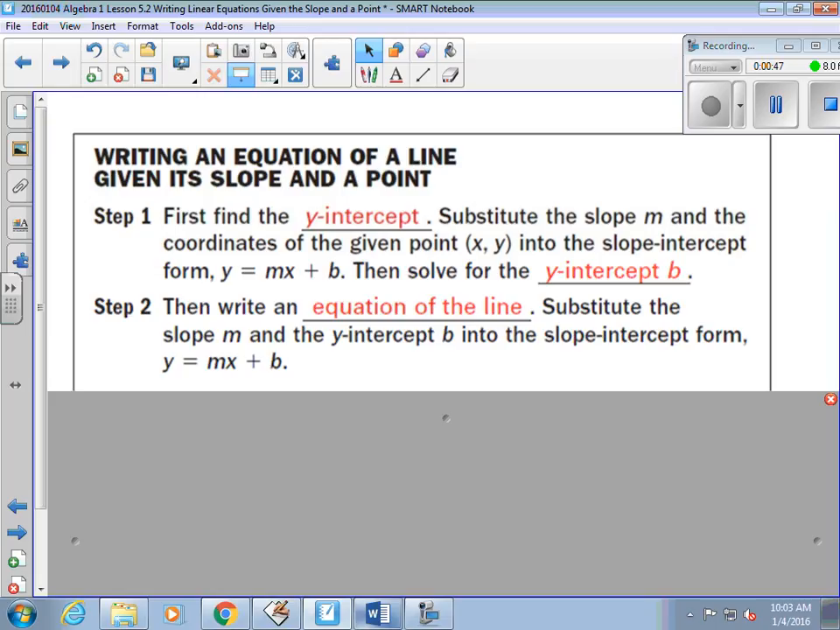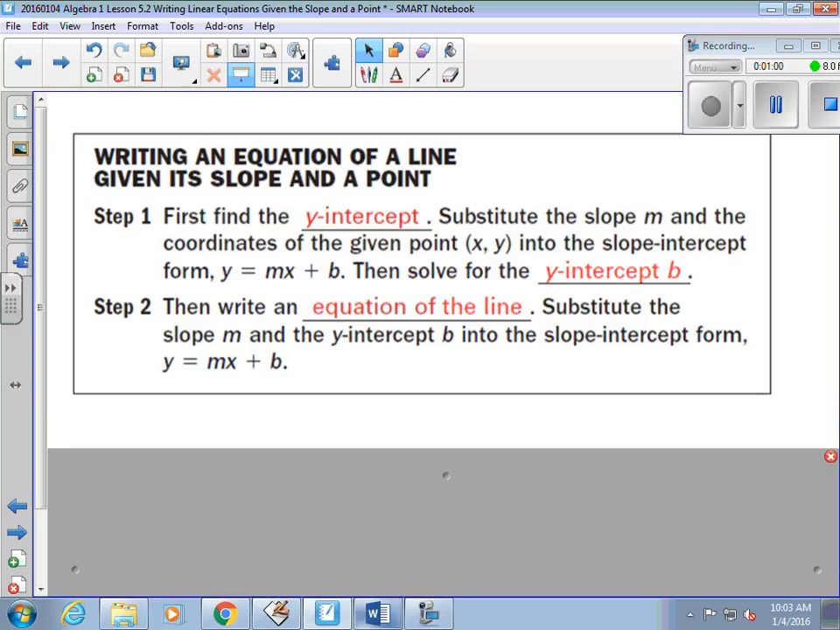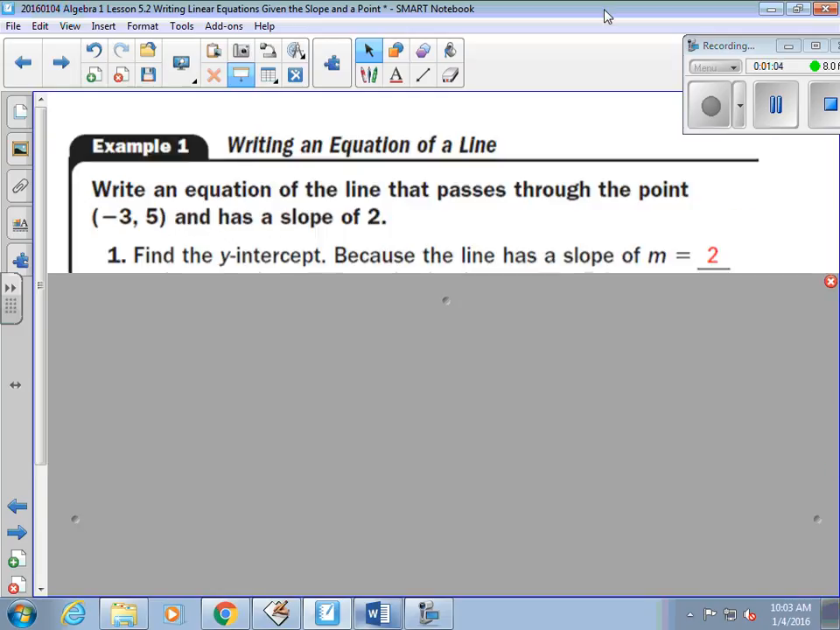Then write the equation of the line. Substitute once you have b's value, then write y and x as variables again, and plug in m and b, just like we did when we were given a slope and a y-intercept, and we wrote an equation, y equals mx plus b. Let's look at an example that shows us exactly what all of that means.